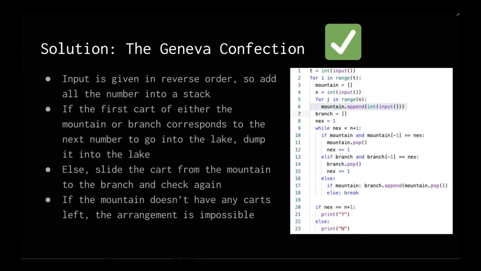So then by the end, we have to check, has next moved all the way to the number we're looking for, which is one bigger than the amount of the n. So then if next is equal to that, then we print yes, we can do it. Otherwise, we print no, it's not possible.